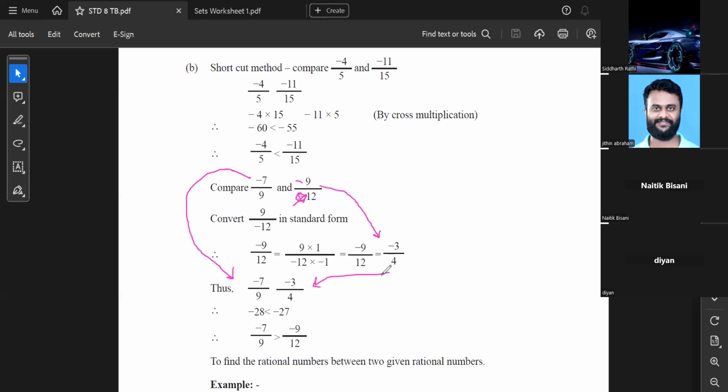Okay. Yes, Siddharth, tell me. Sir, I think the sign given in the answer is wrong because 9 by 12 is greater, right? But minus 9 by 12 is less. Oh, I forgot the minus sign.